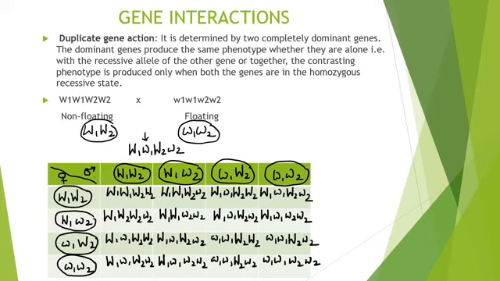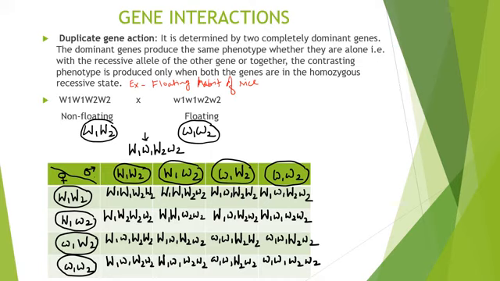Next, let us come to another one, which is called duplicate gene action. So in duplicate gene action, what happens? Suppose this is an example of the floating and non-floating habit of rice. If you put rice grains in water, they can either sink or float, and accordingly this is the genetic composition. So here you see all are dominant.